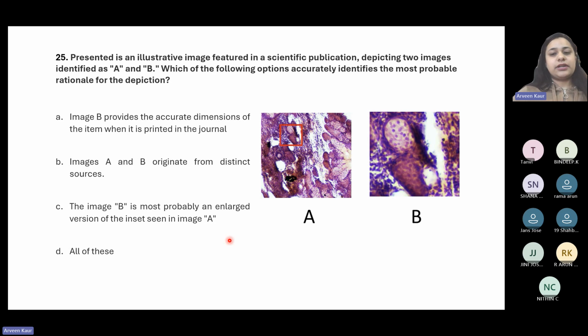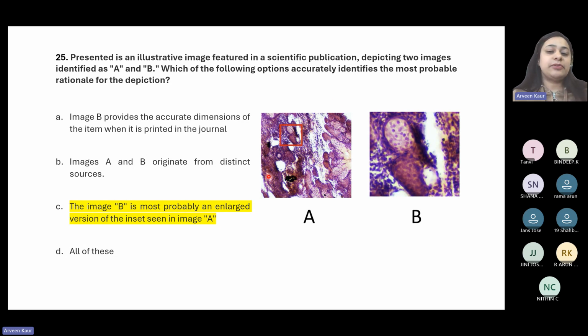So since we have also done a similar question to this one before, I hope you know that the option is option number C. That is B is why does it say it is most probably an enlarged version of insect that is seen in image A? Because over here, there is no dotted line that is connecting the two images, right? When a dotted line is connecting the two images, then you are definitely sure that yes, this one is an inset of this one, right?